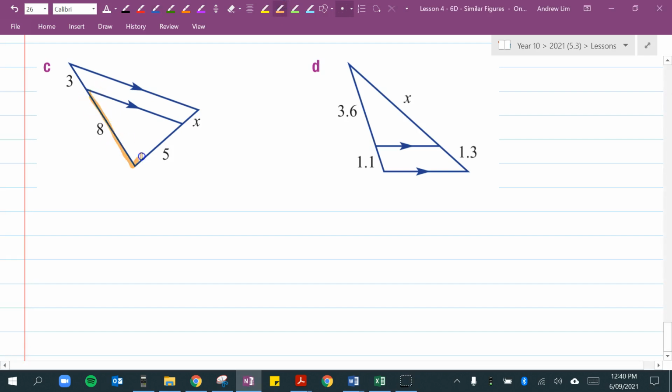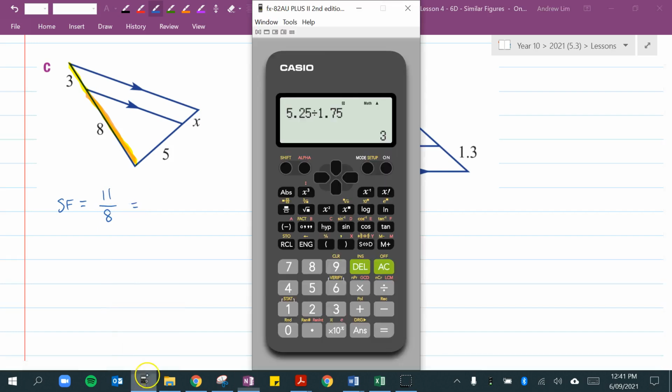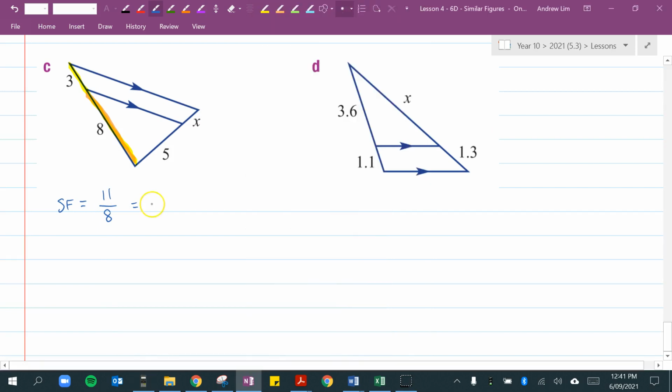Okay, I can see that this triangle here is similar to this big triangle. So the scale factor has to be the longer corresponding side divided by the shorter one. In this case, this is the longer one, this is the shorter one, so it's going to be 11 over 8, which is 1.375.